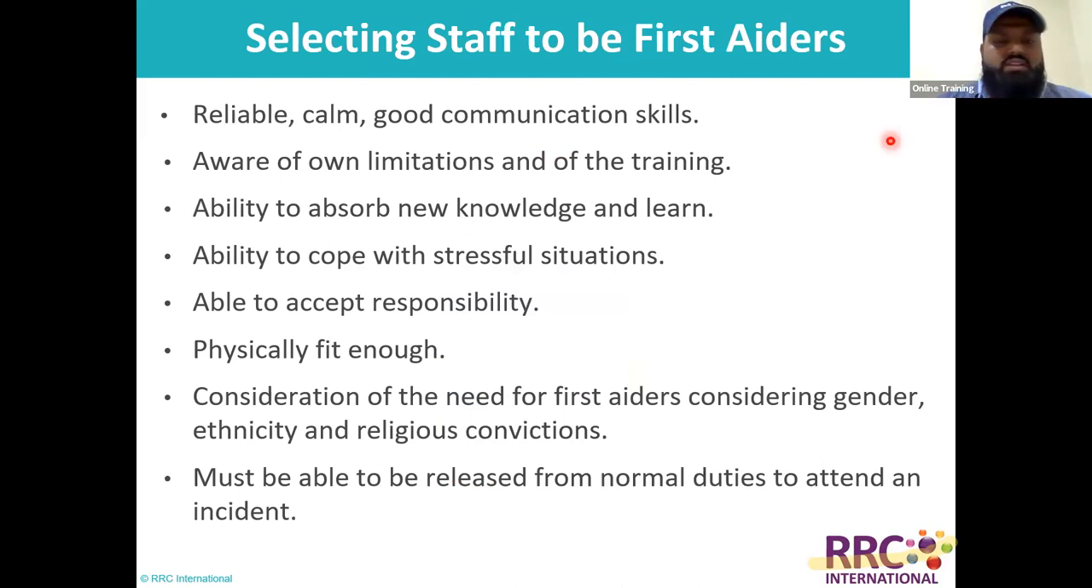Yes, Saqib, you are writing something. So over here, till here, we have discussed the first aider, module 3. See, you diverted me.